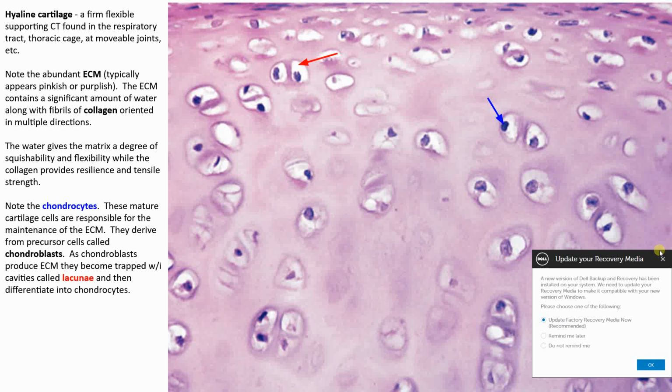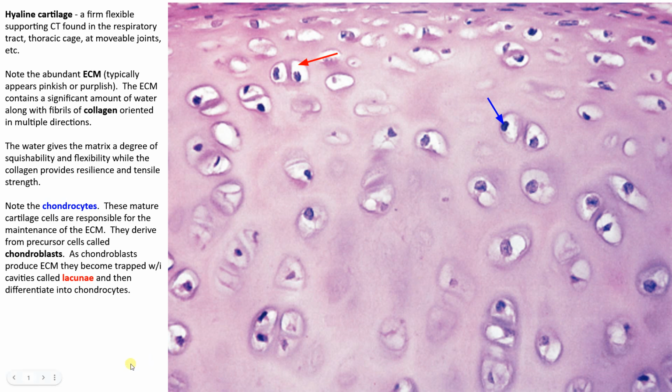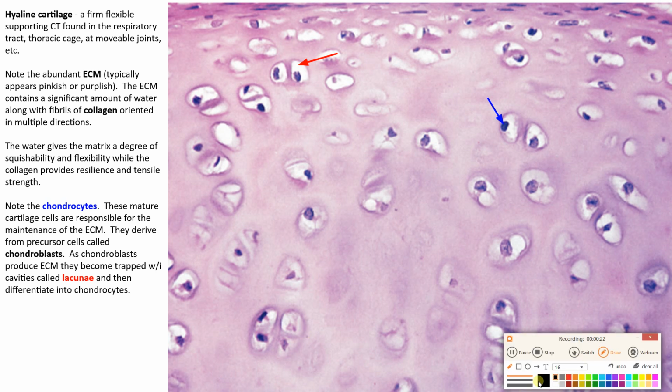Today, we are going to learn about supportive connective tissue, which means we're going to look at cartilage and then we're going to look at bone. Now, the cartilage we're going to look at is this cartilage called hyaline cartilage. There are actually three types of cartilage in our body. There is hyaline cartilage, which is what we're looking at in this picture.